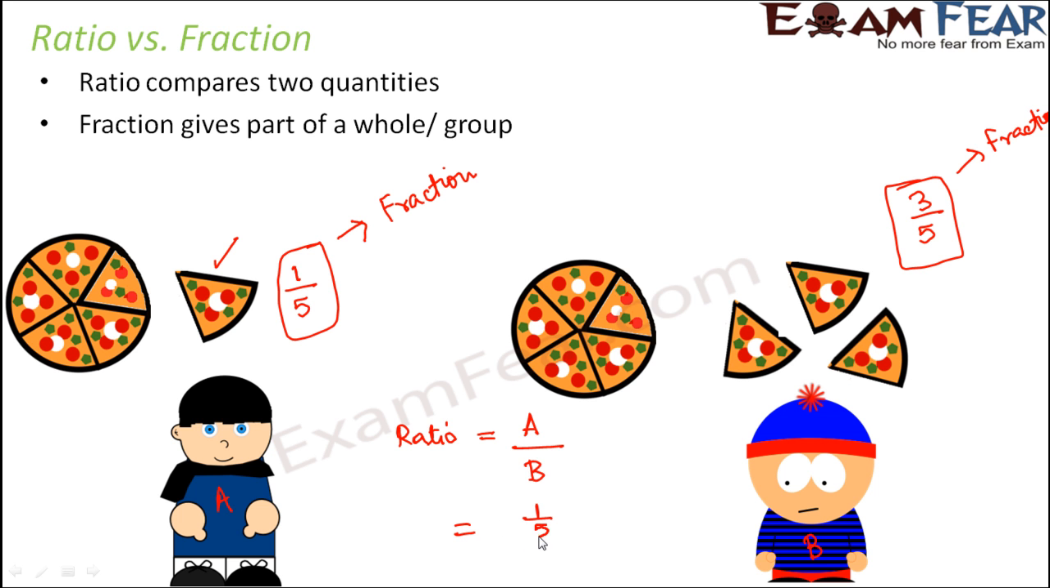So A ate how much pizza? 1 by 5, divided by, B ate how much pizza? 3 by 5. So this would be equal to 1 by 5 into 5 by 3. So this 5 and 5 will get cancelled. So this would be 1 by 3, which is 1:3. So this 1 by 3 is 1:3, which is comparing the amount of pizza which was eaten by A with the amount of pizza which was eaten by B. So in this case, we are basically comparing two independent quantities, right? But at the same time, both the quantities should be in the same unit. So this is the difference between ratio and fraction.